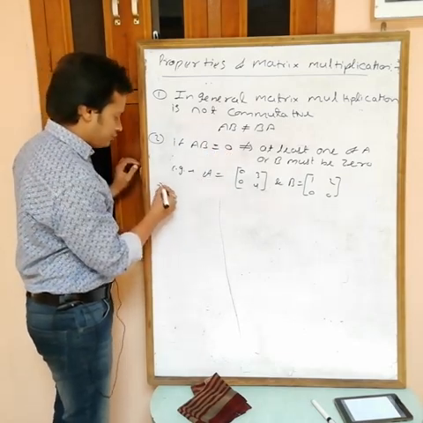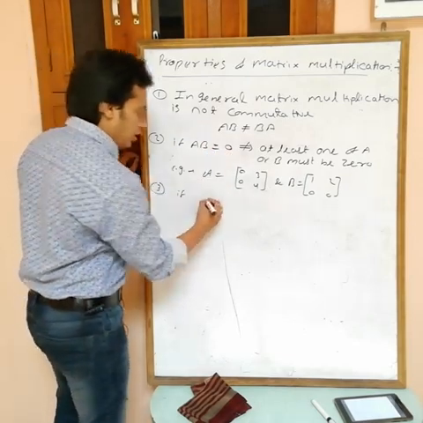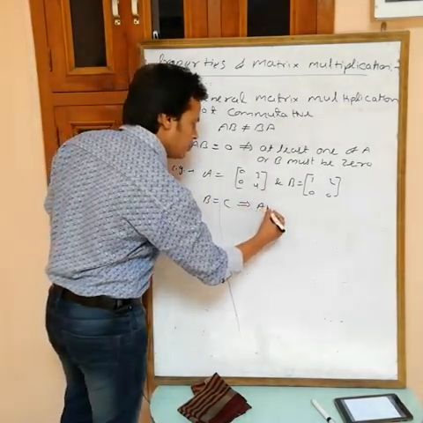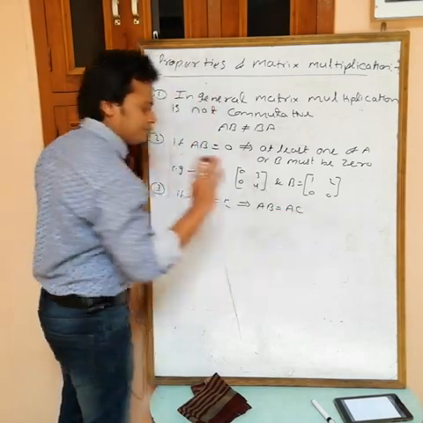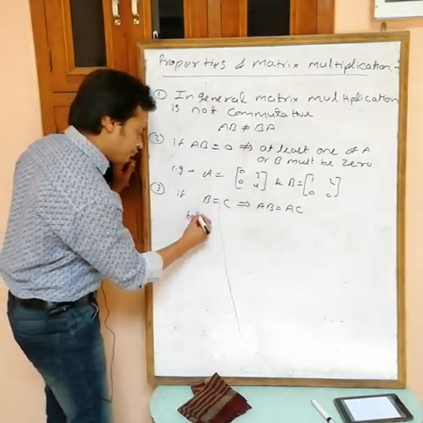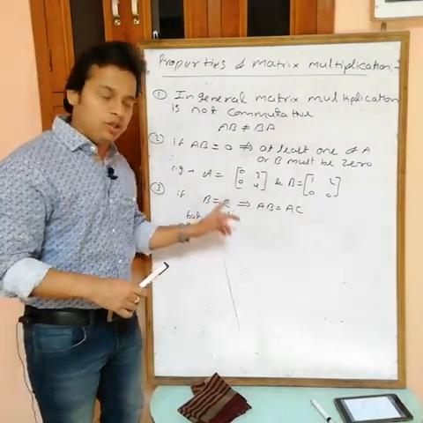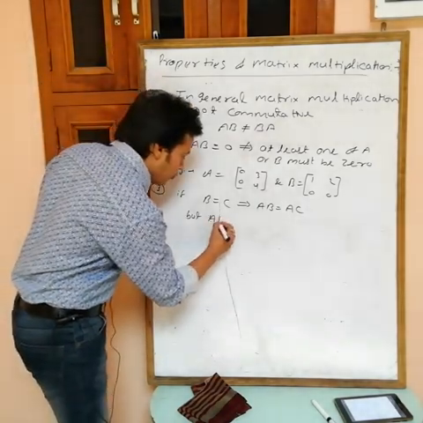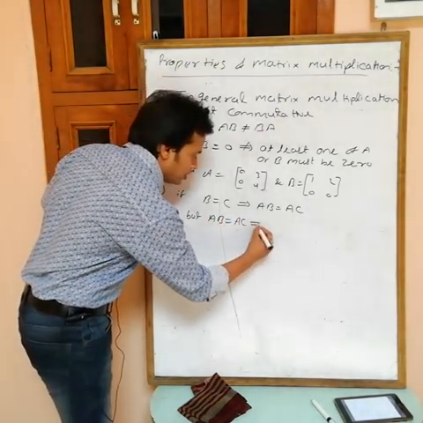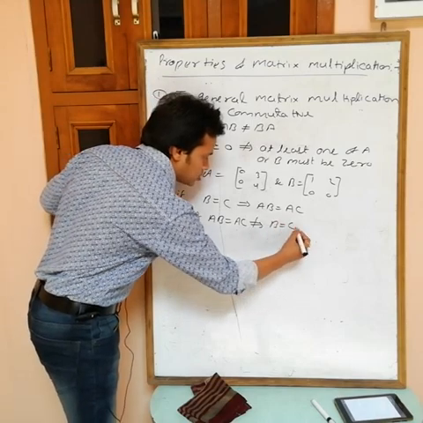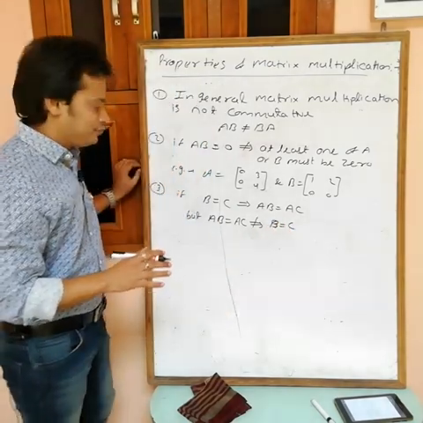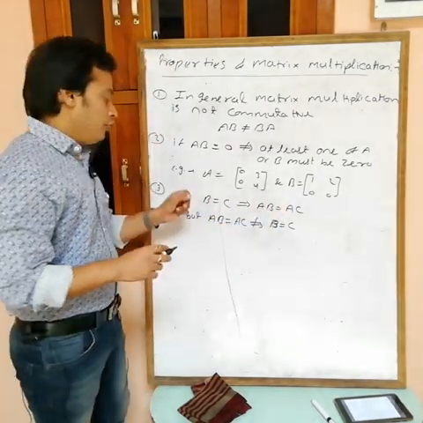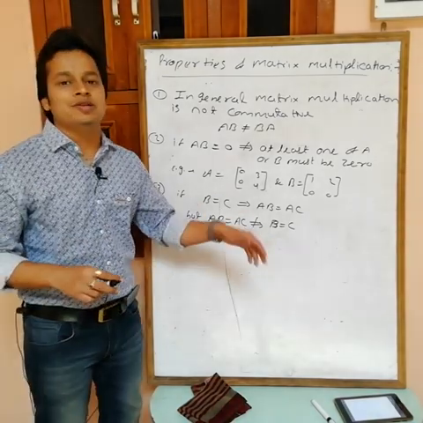Third one. If B is equal to C, then obviously AB is equal to AC. But if AB is equal to AC, it doesn't imply that B is equal to C.